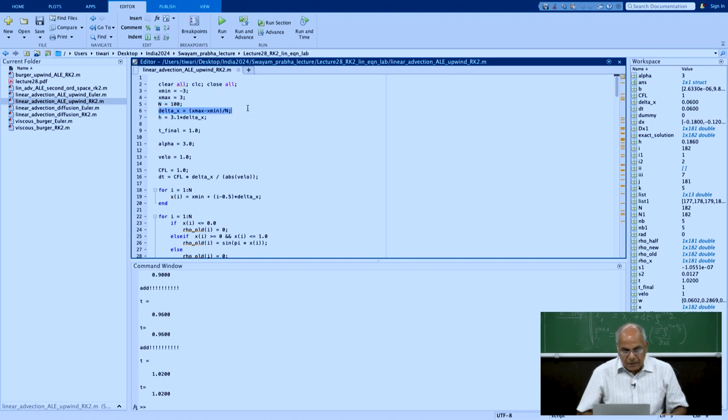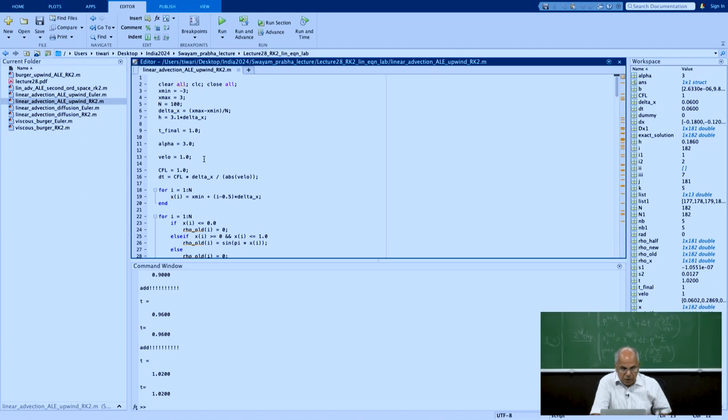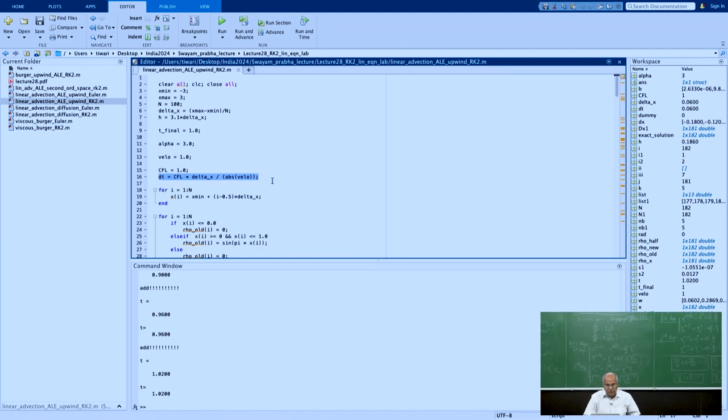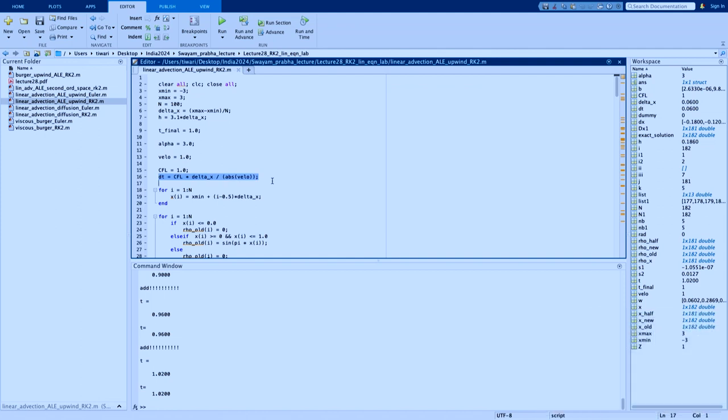So delta x is x max minus x min by n. So again, the h is something like 3.1, 3.5 times delta x. So I define the final t is equal to 1. And I give again the factor for the weight function alpha is 3. And now this a in the advection convection equation, I call it as velo, is 1. And I consider CFL number 0.5, it was before, now let us take 1.0. So then I compute with the help of the CFL condition my delta t.